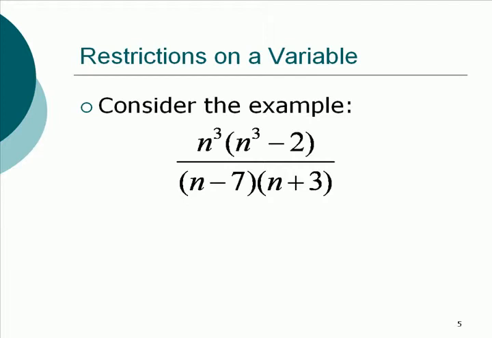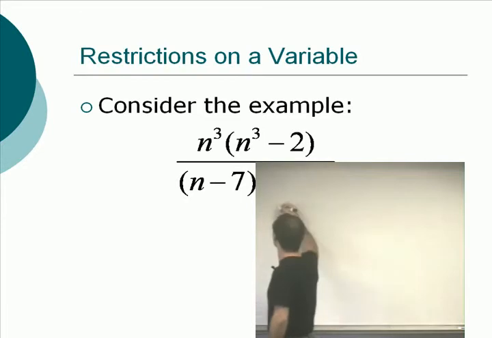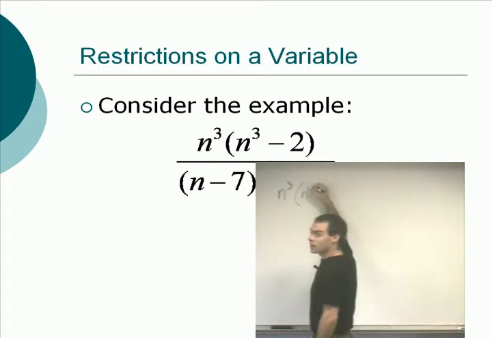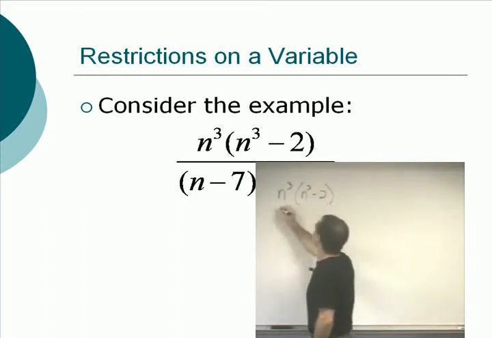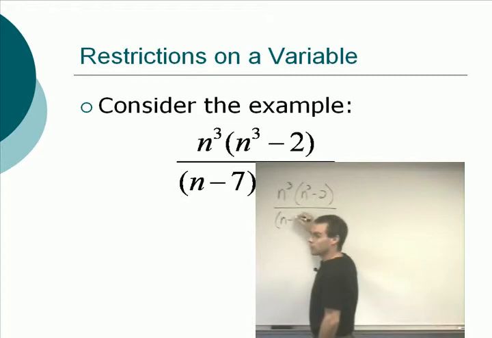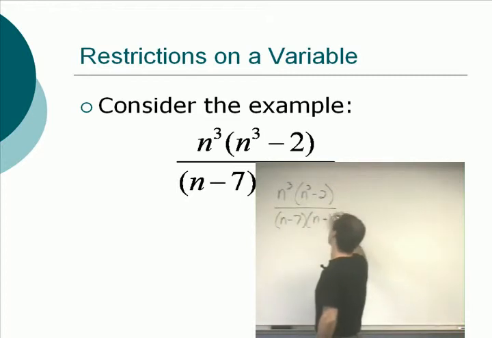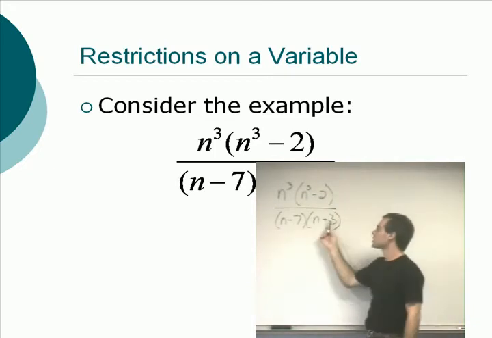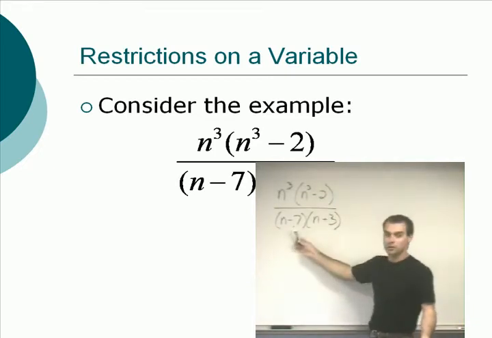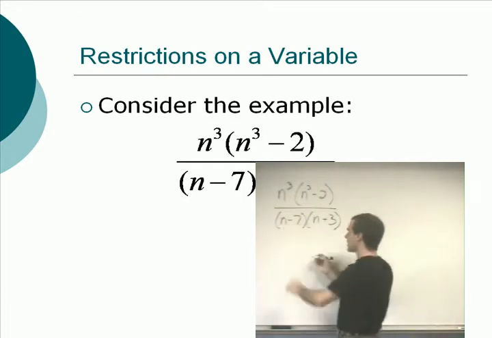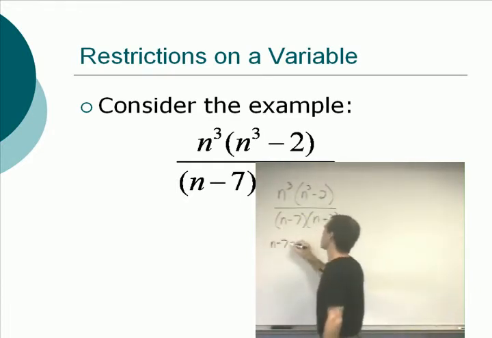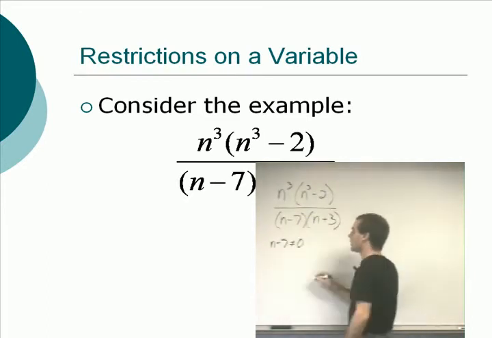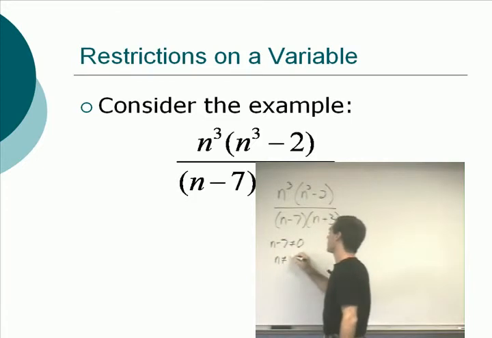If we have n cubed times n cubed minus 2 over n minus 7 times n plus 3, we have to make sure that the bottom isn't equal to 0. Now, if either one of these factors turns out to be 0, multiplying it by the other one will still leave you with 0. So we can't let that be 0, so we say n minus 7 can't be 0. If it was, we'd have 0 times anything, and we'd end up with 0. So that means that n cannot be 7.